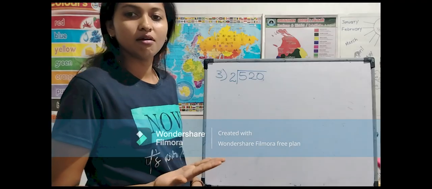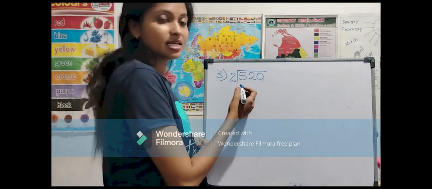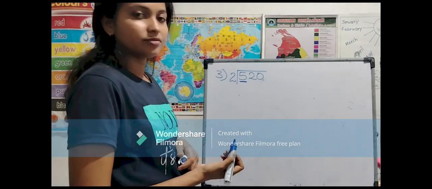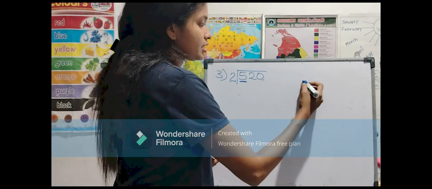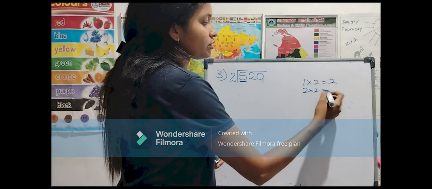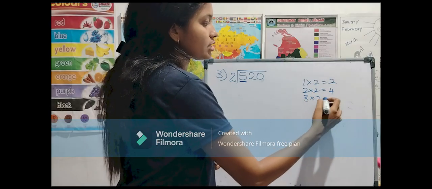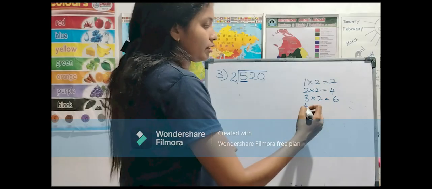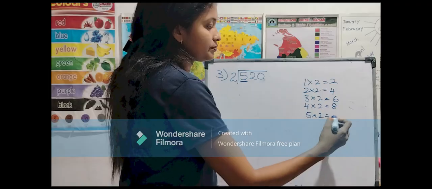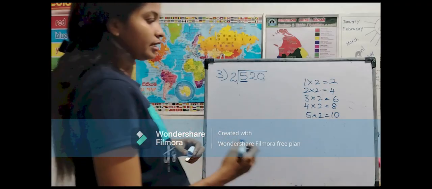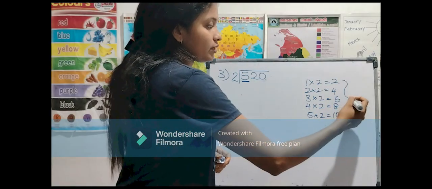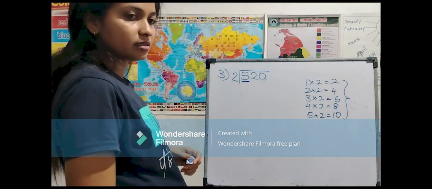Yes or no? Yes. There's a different sum. What is it? We want to consider this number 5 first. But here see, 1 times 2 is equal to 2. 2 times 2 is equal to 4. 3 times 2 is equal to 6. 4 times 2 is equal to 8. 5 times 2 is equal to 10. Right? Okay. Can you see is there number 5 in these answers?